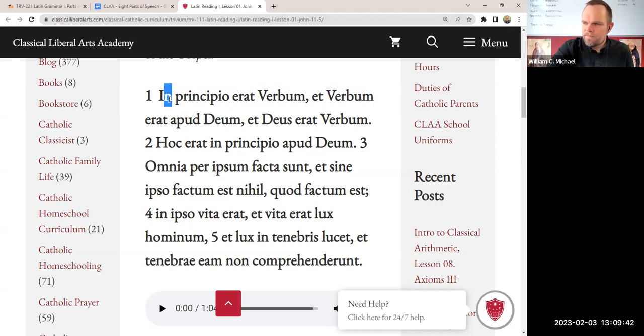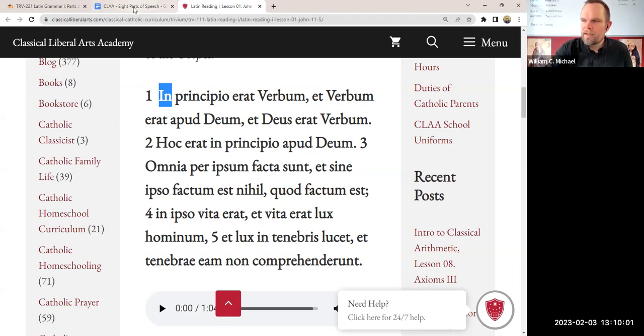This word in, let me ask you a simple yes or no question. Ready? The word in, are there different forms of the word in Latin? Are there different forms? Yes or no? No, the answer is no. Okay, there are no different forms of the word in.